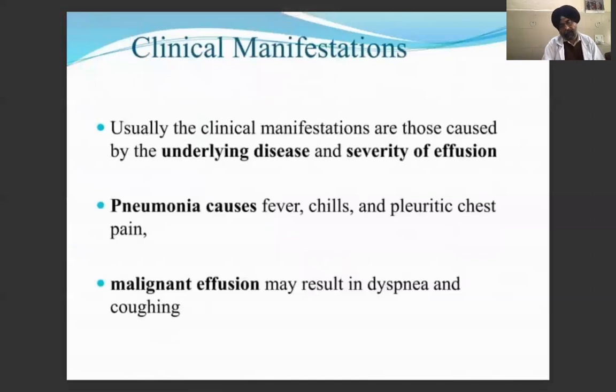So clinical manifestations are according to the disease. Pneumonia causes fever, chills, and pleuritic chest pain. The pleuritic chest pain will be pain increasing with inspiration. So the patient will try to lie on the side of the infection. If the patient is having right sided effusion, he will lie in the right lateral position. In malignant pleural effusion, you may have dyspnea and coughing. And dyspnea will be out of proportion to the amount of pleural effusion. That is the thing you have to remember. If the patient is having dyspnea which is out of proportion to the effusion, then you have to keep a possibility of malignant pleural effusion.